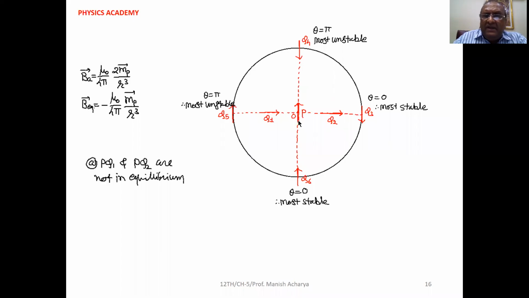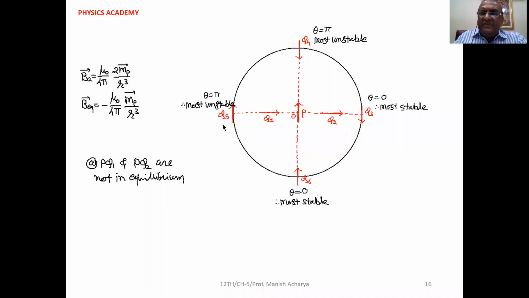Clear this one? Now, the magnetic field of P on its axis is in the direction of the magnetic moment, and the magnetic needle Q is placed on the axis but in the opposite direction of the magnetic field of P. So theta is pi in this case, so we can say this particular position is the most unstable. Clear to all of you?